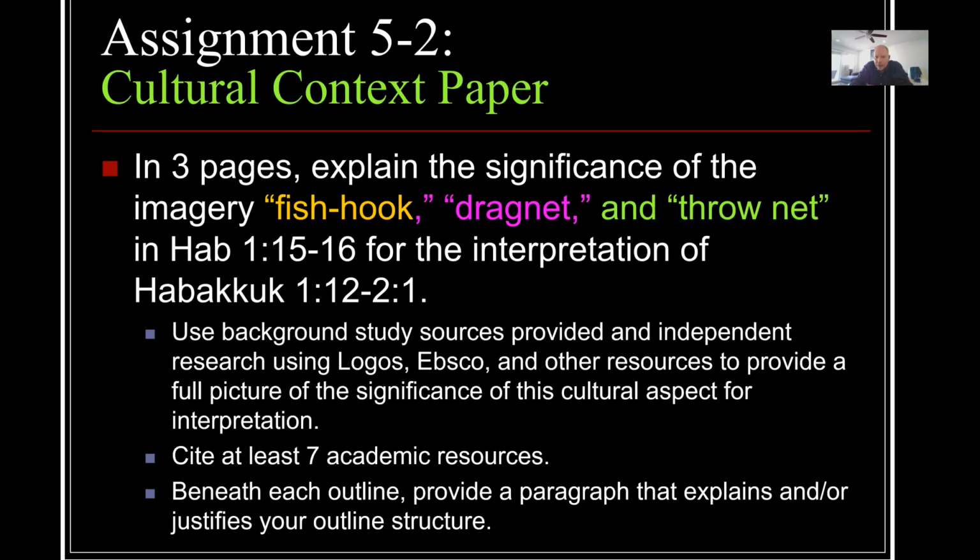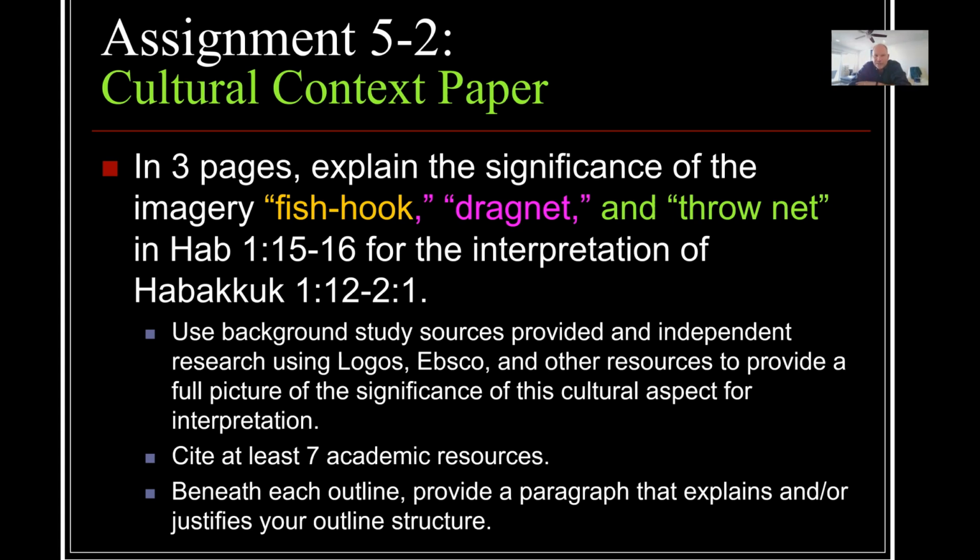Be sure to use a background study source provided in your reading this week and your own independent research using Logos, which is mandated by Moody at the master's level, EBSCO, which is a search engine also in use at Moody, and other web searches, resources to provide a full picture of the significance of the cultural aspect for interpretation. So you're looking specifically at verses 15 and 16 and its use of fishhook, dragnet, and throwNet to better understand the end of chapter 1 in Habakkuk.